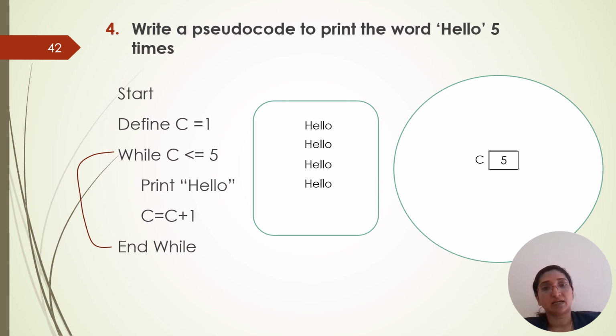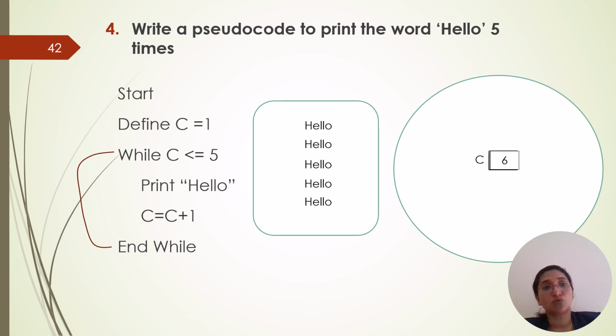Go up and check while C less than or equals to 5. Now what is the value for C? 5. Is 5 less than 5? No. Is 5 equals to 5? Yes. Still the condition true or false? True. Come in, print hello. So you print hello and increase C by 1. C equals to C plus 1. Now what is the value for C? 5. 5 plus 1, C is 6.